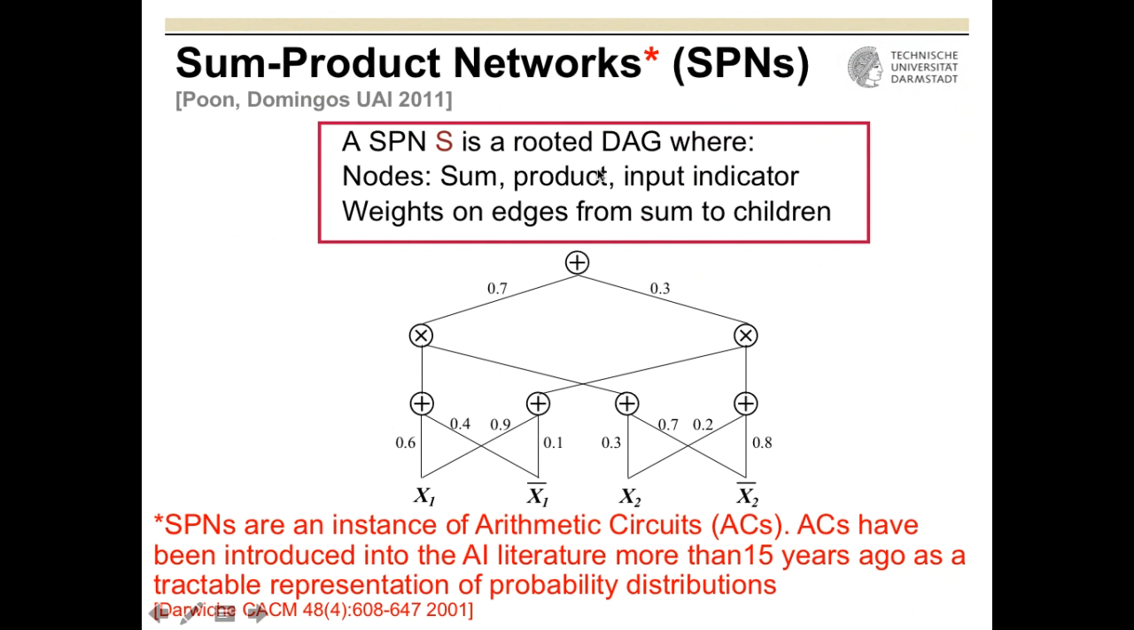Anyhow, you also have a DAG, a directed acyclic graph, but it's now rooted, right? So you know that there are leaves, and you have one particular root you're interested in. Your nodes are sums, products, and indicator variables. And the weights on edges, in particular going into sums, are just weights of mixtures. So it's a very simple form of computation.